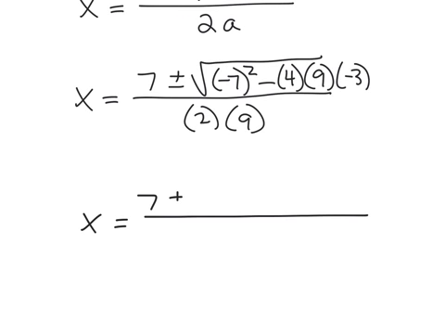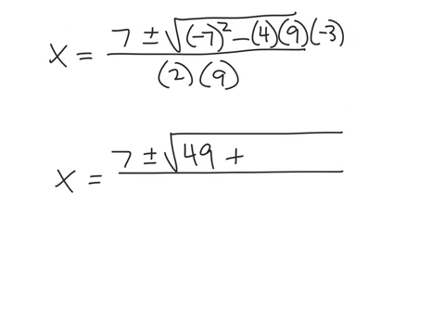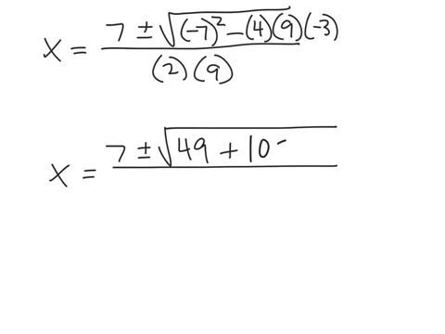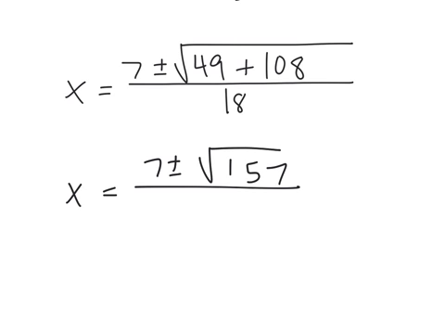So you get 7 plus or minus the square root of, this becomes 49, and this is going to be plus, and I don't know what 9 times 12 is, so I'm going to have to go over here and do 9 times 12, and I get 108. So this becomes plus 108, all over 18. Now we're going to add inside that square root, so it becomes 7 plus or minus the square root of 157 it looks like, all over 18.